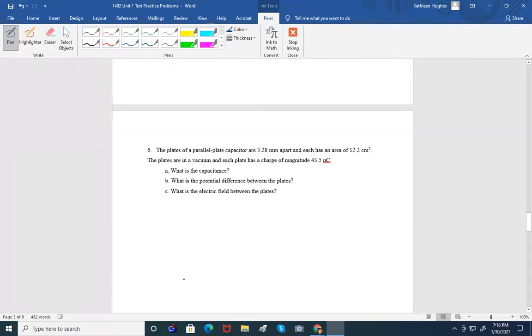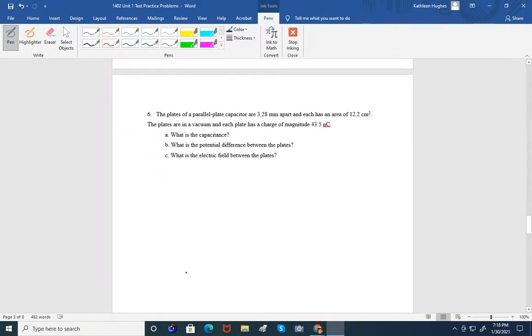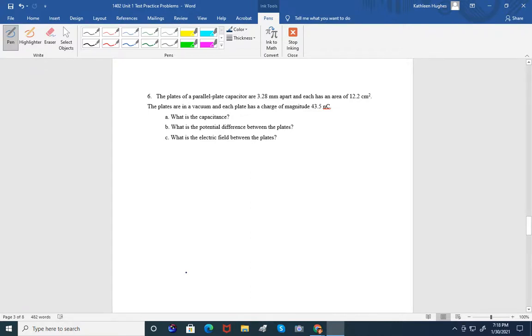The last 3 problems are all about capacitors. Problem 6 says the plates of a parallel plate capacitor are 3.28 millimeters apart, and each has an area of 12.2 centimeters squared. The plates are in a vacuum, and each plate has a charge of 43.5 nanocoulombs. What's the capacitance? Well, we have all the dimensions. So capacitance, of course, is going to be this epsilon naught, that's vacuum permittivity, times the area over the plate separation. So our constant here, that's 8.85 times 10 to the negative 12.